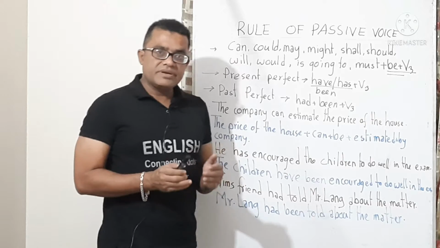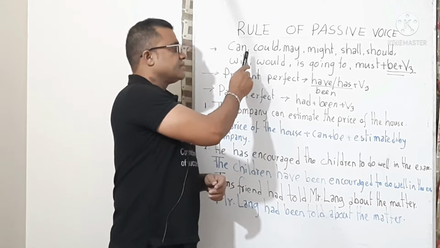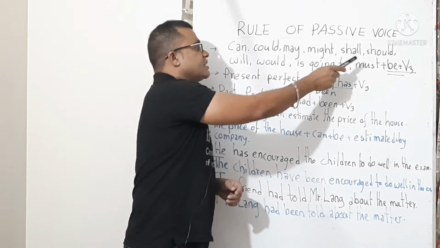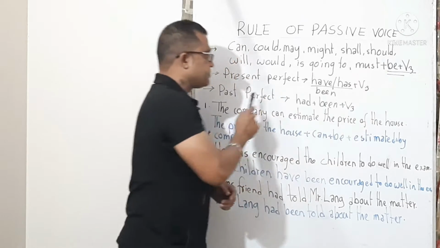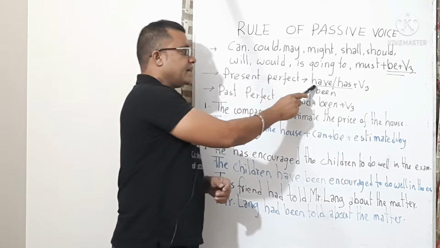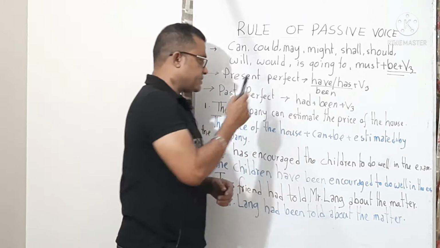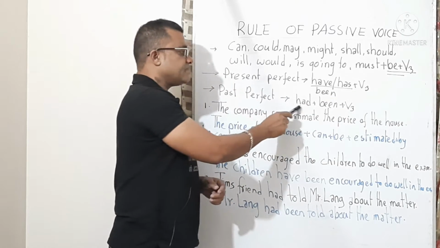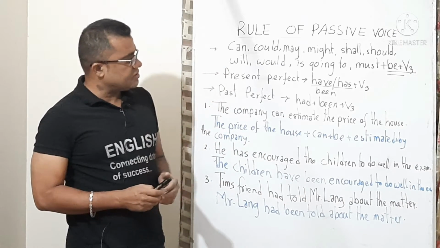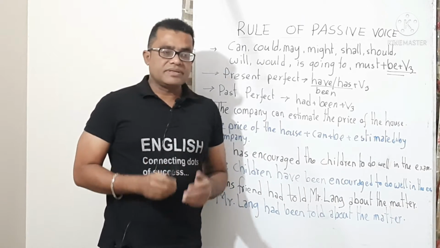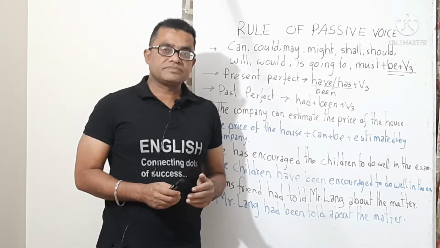So, remember this: can, could, may, might, shall, should, will, would, is going to, must, be plus V3. Present perfect, have or has plus been plus V3. Past perfect, had plus been plus V3. So, this is all together the rules of passive voice.